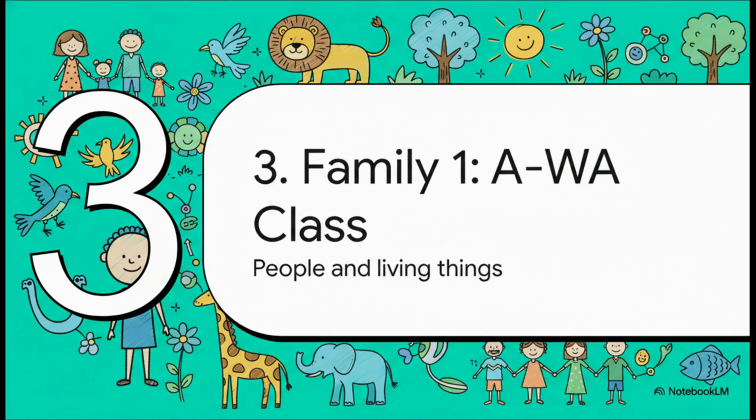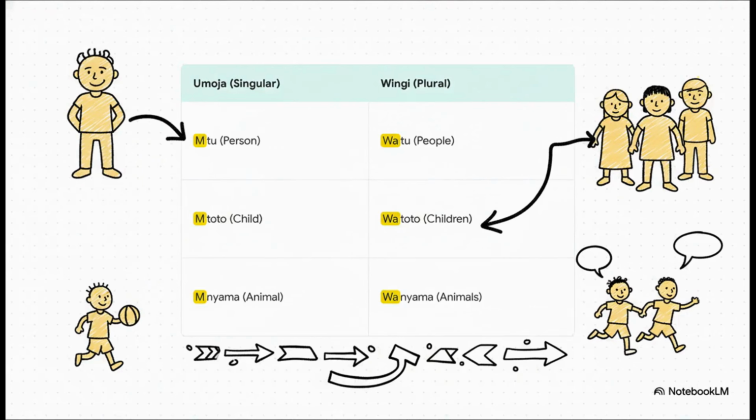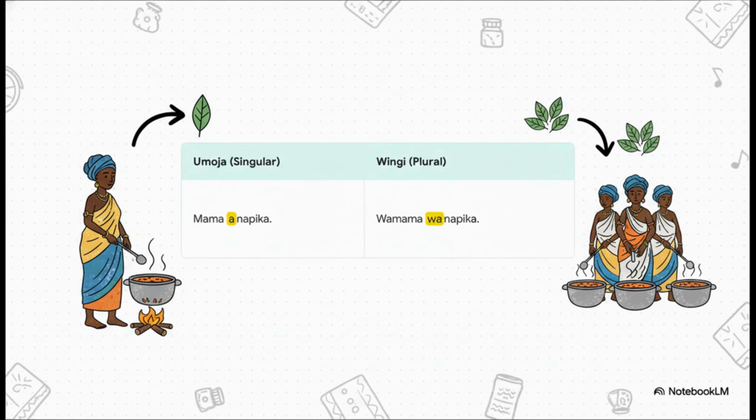This is the A-WA class, and you'll see this one all the time. It's the family for all living things, so people and animals. Okay, first up, the nouns themselves. You can see here that singular nouns in this family usually start with M. To make them plural, you just swap that M for a wa. So mtu becomes watu, mtoto becomes watoto. See? So simple.